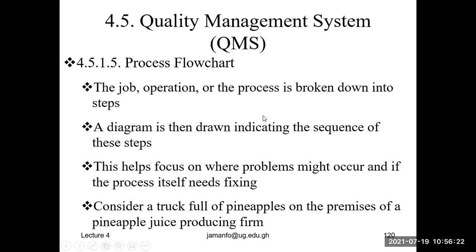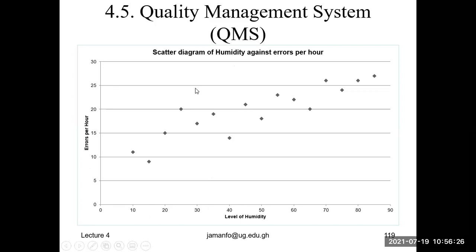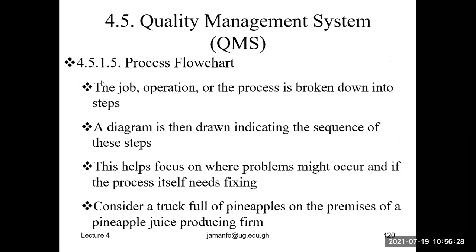So we have the process flow chart, which is also one of the Magnificent Seven. The job operation of the process is broken down into steps. A diagram is then drawn indicating the sequence of steps. This helps focus on where problems might occur and if the process itself needs fixing.